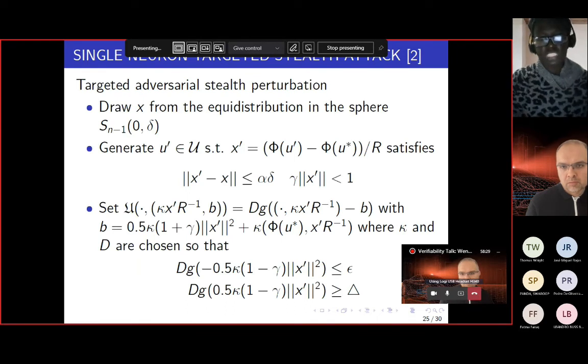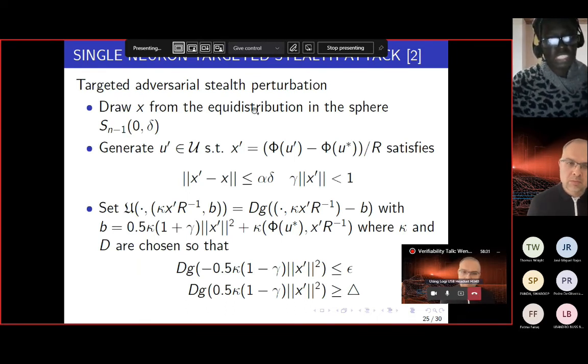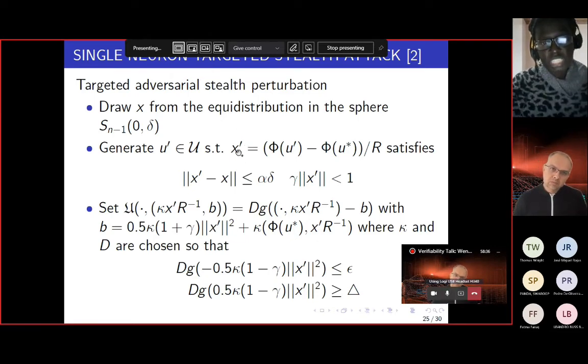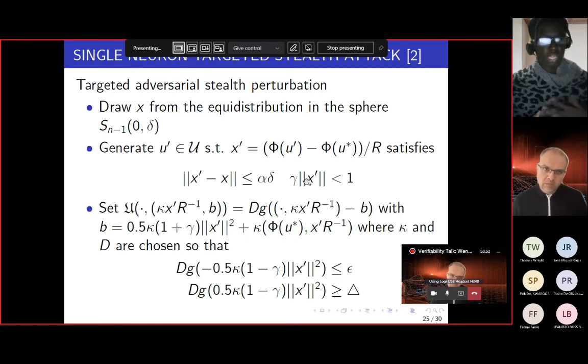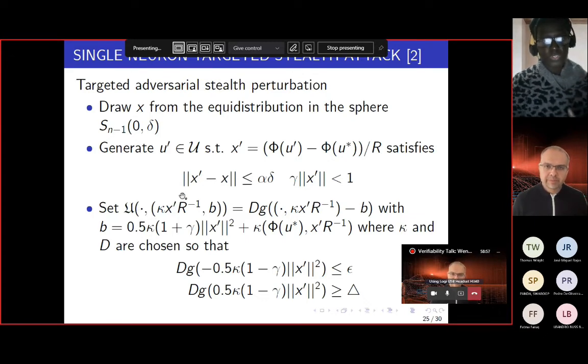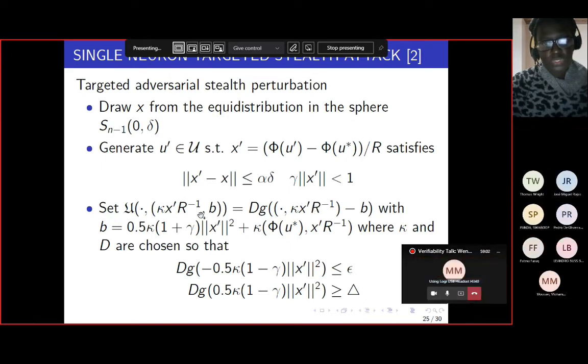So quickly going to this targeted stealth attack. The steps are similar to algorithm 1, except what is different is your x prime over here. You have an additional term here, but you still draw your random vectors in the equidistribution of the sphere. You still need to have the following conditions satisfied. And then you set your adversarial perturbation for your neuron. And what is different, again, are your weights and also your biases.